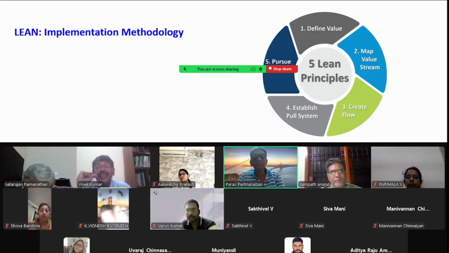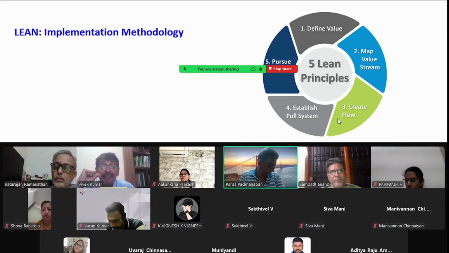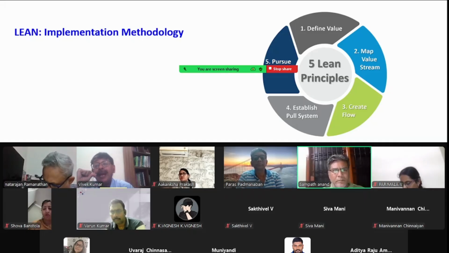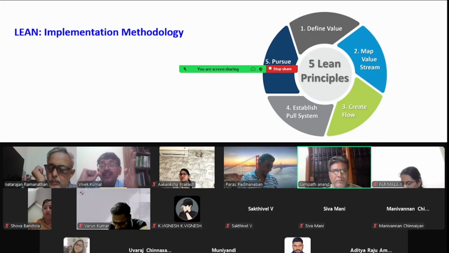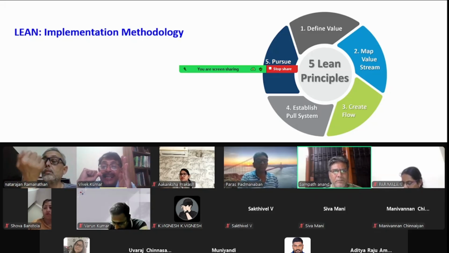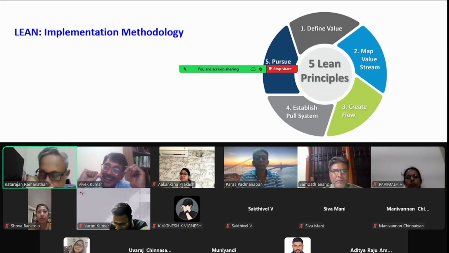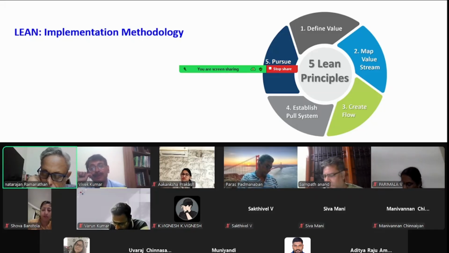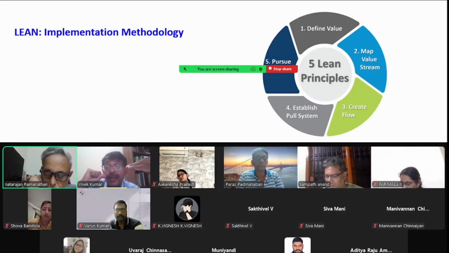Yes, so for creating flow, in the third step, we will have to understand what exactly the takt time is, and we will have to make sure that the whole process beats to the takt time, and that is by line balancing. Yes, exactly, very good. By line balancing, flow can be created. Excellent example. In addition to line balancing, I would also like to add one more aspect.